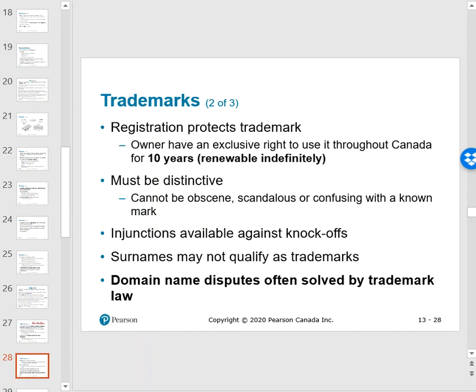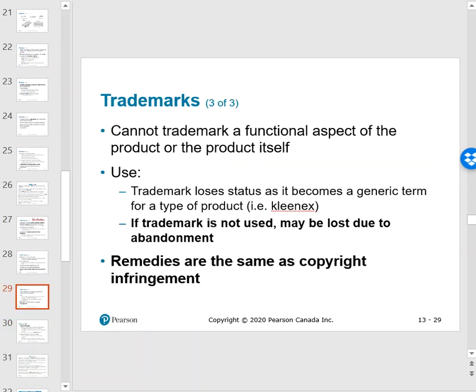This is new for the last, let's say, 10, 20 years. But now it's very settled already. If you ever have issues with domain names, if you are the owner of the trademark, you are most likely to get that domain name transferred to you. So the remedies for infringements are the same as copyright. We already discussed those remedies: injunctions, damages, even the Anton Piller order.